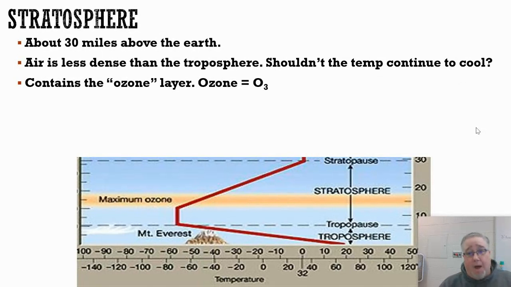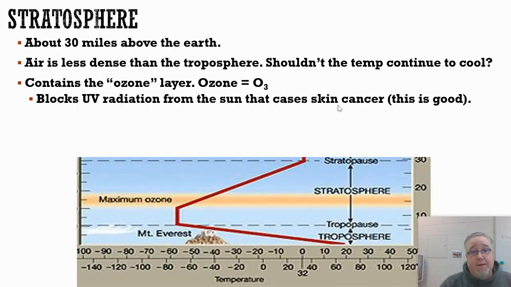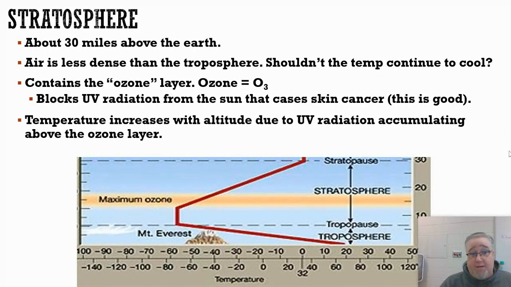The reason why that happens is because of something right through the middle of the stratosphere, and that's called the ozone layer. You're probably familiar with that term. The ozone layer is literally a layer of ozone, and ozone is a molecule that has the formula O3, so I want you to know that. Ozone is really important, because it blocks ultraviolet radiation from the sun from reaching the Earth.